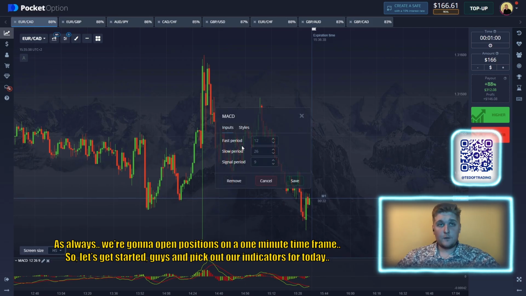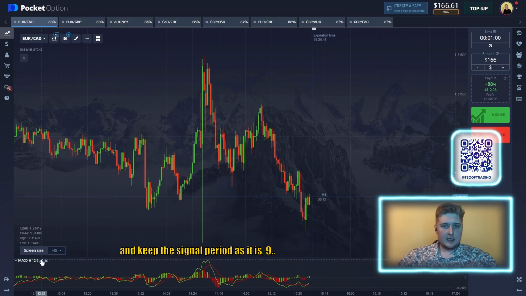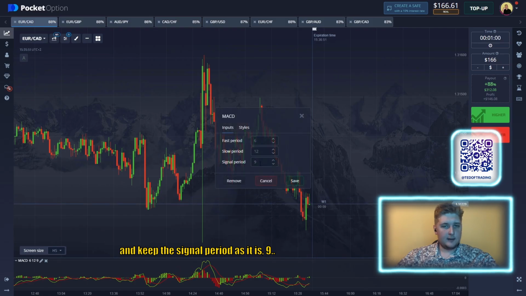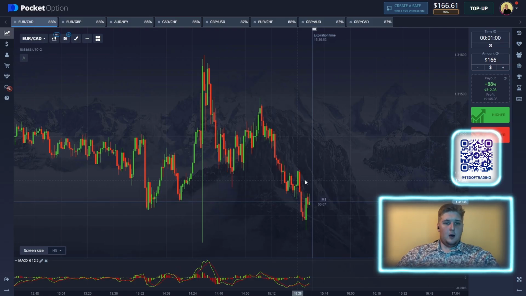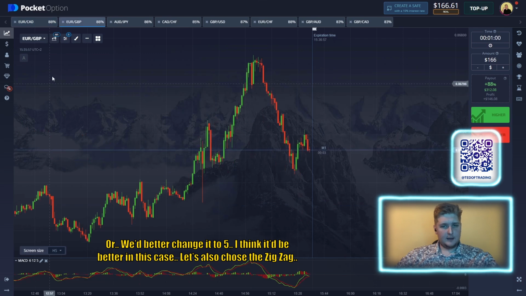Let's pick out our indicators for today. The first one is a MACD. Let's configure it right away. Fast period is gonna be 6, the slow one is 12, and keep the signal period as 9. Or we better change it to 5. I think it's better in this case.